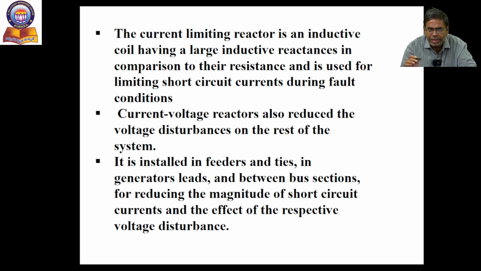The current limiting reactor is an inductive coil with large inductive reactance compared with resistance. The main purpose of the inductance is to limit the short circuit current to a particular value during the fault condition. The current limiting reactors also reduce voltage disturbance on the rest of the system. It is installed in feeders and ties, in the generator leads and between the bus sections, for reducing the magnitude of short circuit currents and the effect of the resulting voltage disturbance.